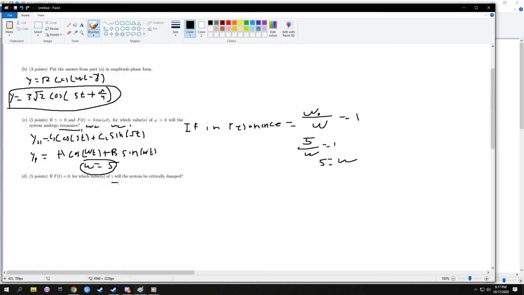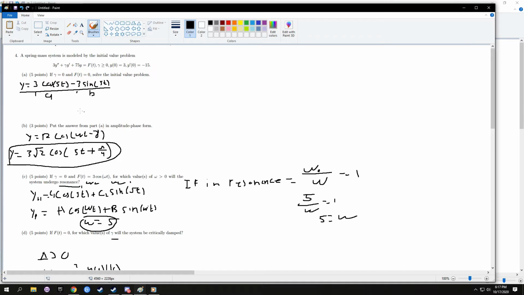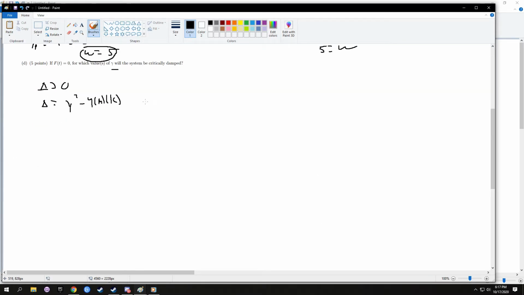But next question. So this is critically damped. So what does critically damped mean? I'm going to say delta. I'm going to find the delta in a little bit. So delta has to be greater than 0, and delta must equal gamma squared minus 4 mk. Actually, they gave it to you, so you would have got that right even if you didn't make the equation.